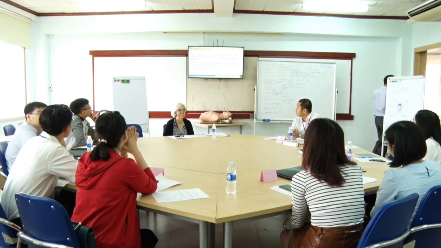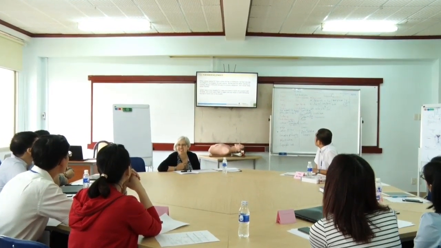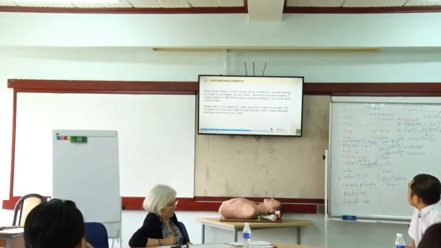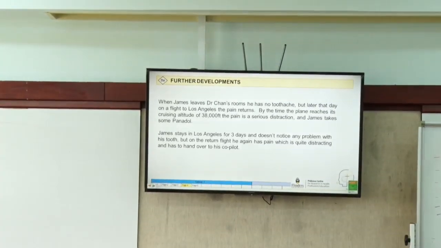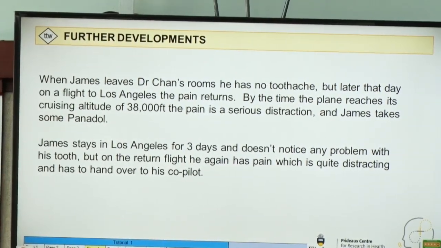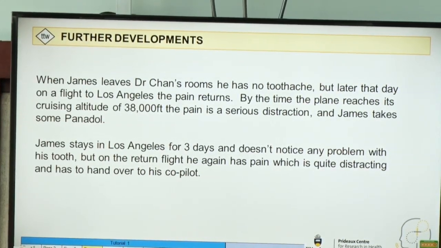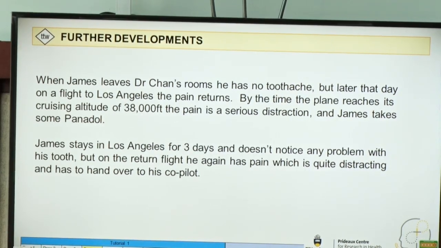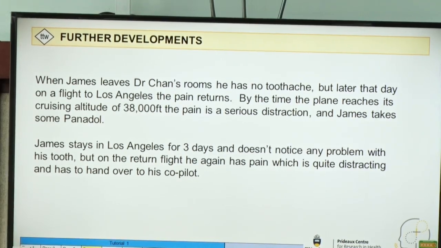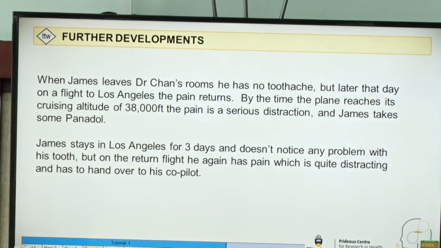Okay, someone read. With James, he has no symptoms, but later that day on a flight to Los Angeles and returned. By the time the plane is at cruising altitude of 30,000 feet, and serious distraction, James has some panic. James stays in Los Angeles for 3 days and doesn't notice any problem with his tooth. But on the return flight, he again has pain while piloting and had to hand over to his co-pilot.